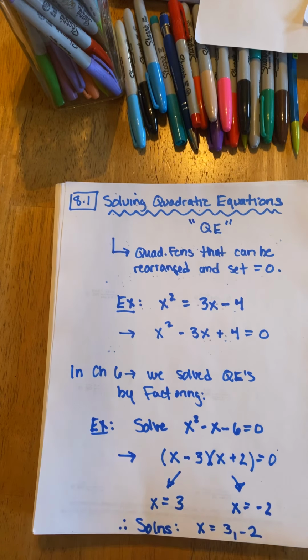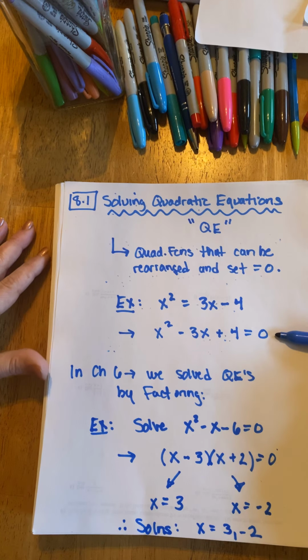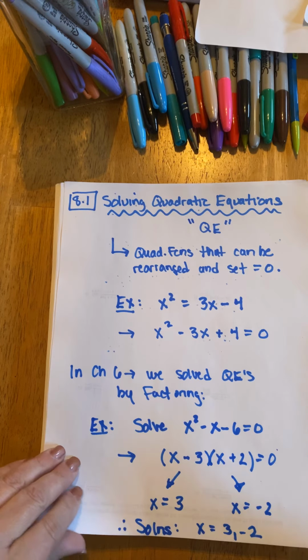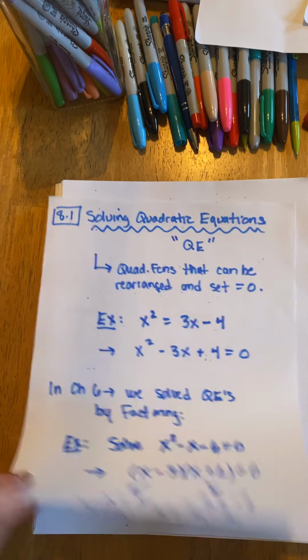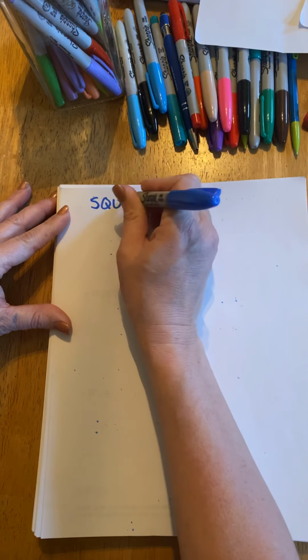Well, factoring works great if your polynomial is factorable, but if we go up to this equation and we try factoring, you'll see there are no two nice numbers that when we multiply together we get positive 4 and we add and get negative 3. So this is not factorable. We need an alternate method. That being said, we're going to introduce the square root property.